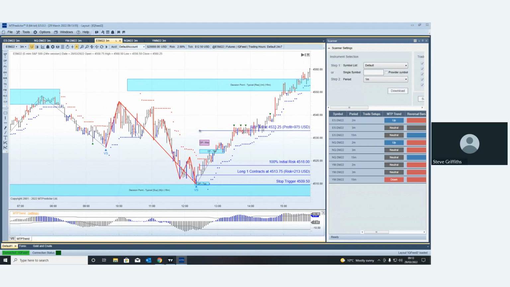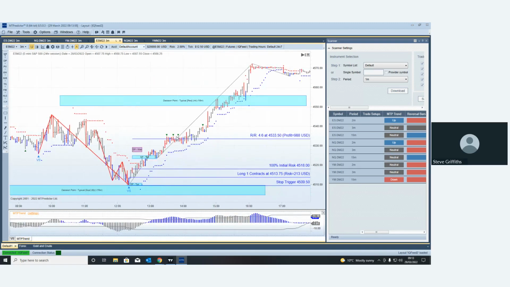Or you might have got up to here. You're sitting on about 4R. You think, oh, that's not really good. It's just consolidating, going nowhere. Maybe I'll take that. And then you miss out. If you let it ride all the way up to there, you'd have had a profit of 8.5 times the initial risk. And just think about that for a moment.